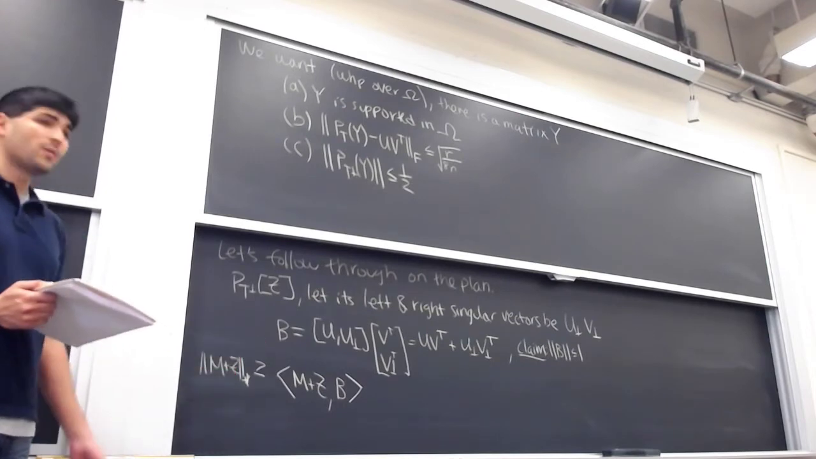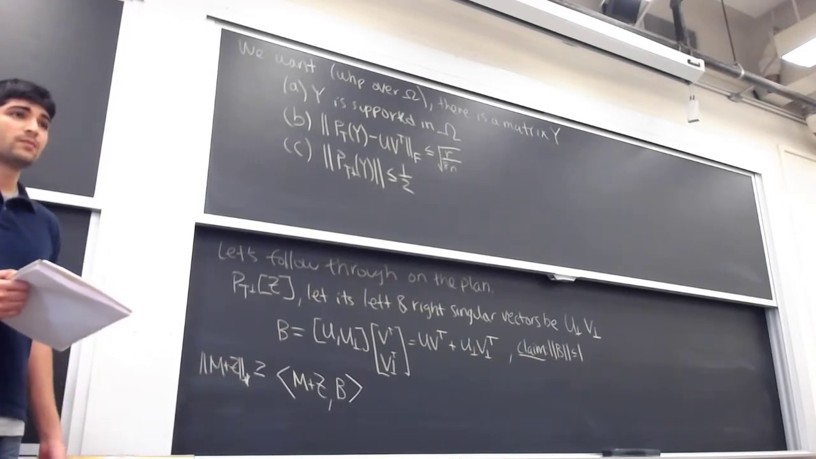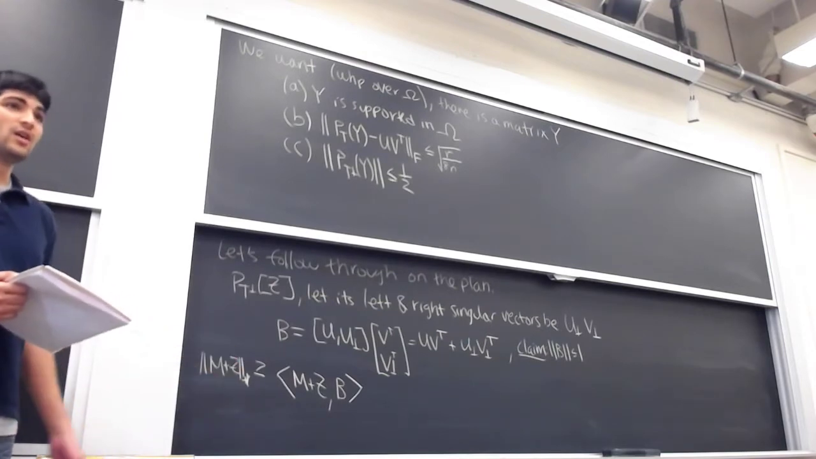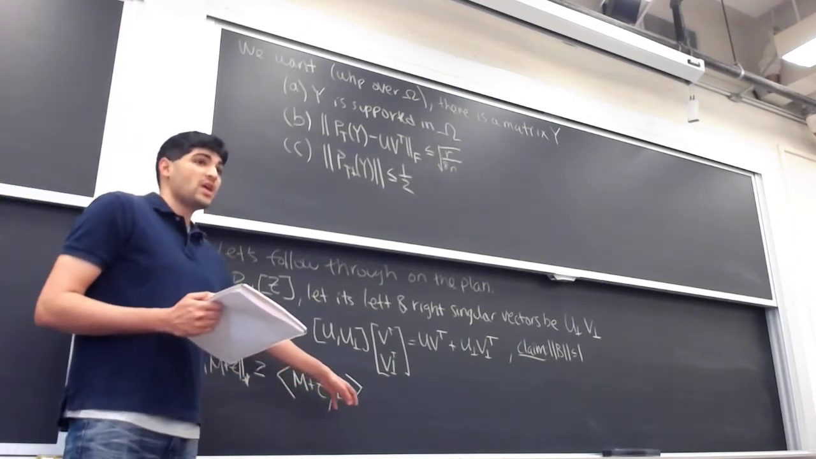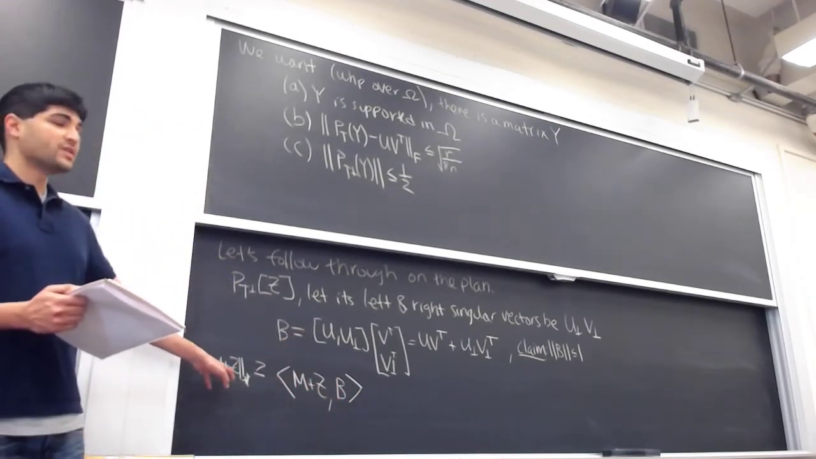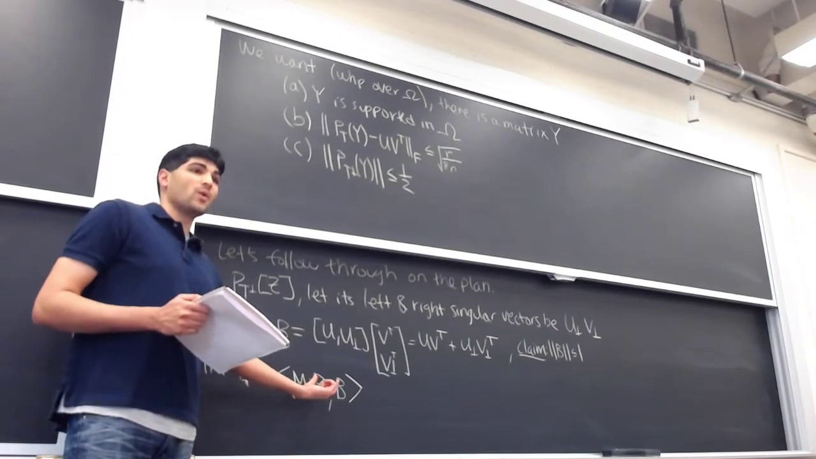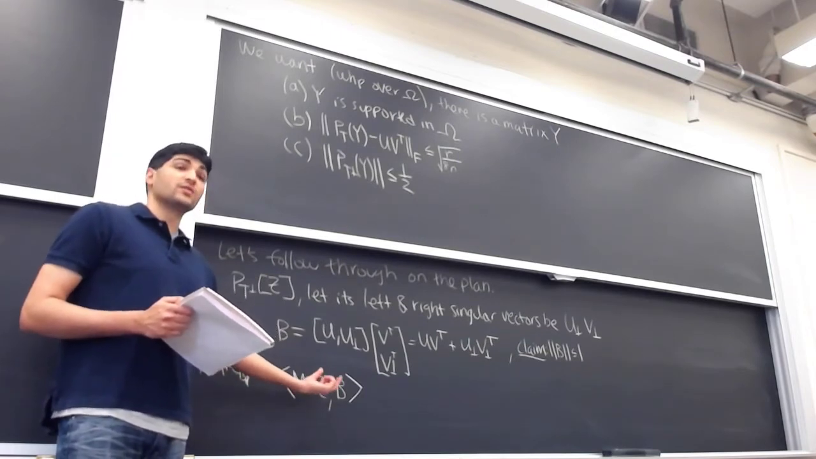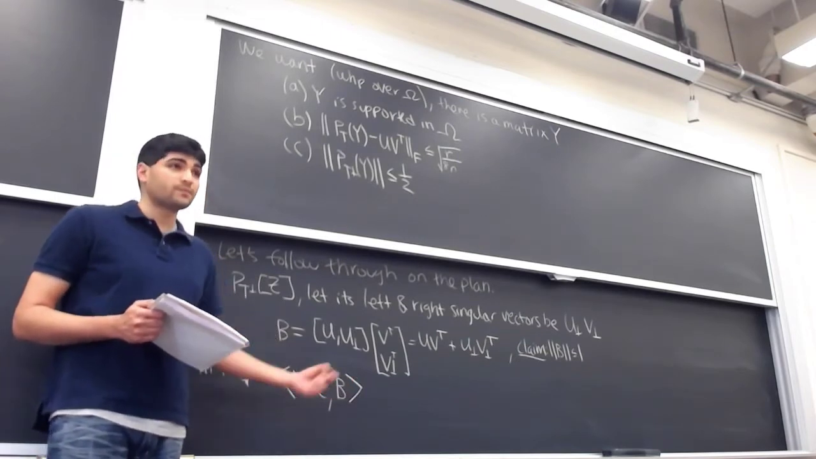So why do I care about the operator norm of B? Well, if the operator norm of B is at most 1, then that's automatic. Exactly, because remember, the dual characterization of the nuclear norm was that I'm allowed to take its maximum inner product over all matrices whose operator norm is at most 1.